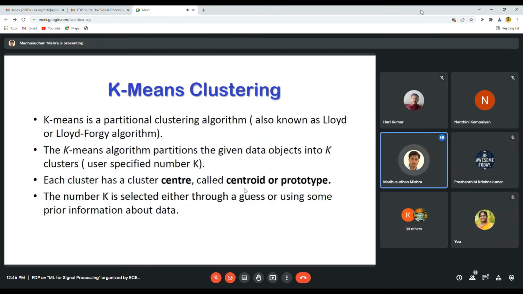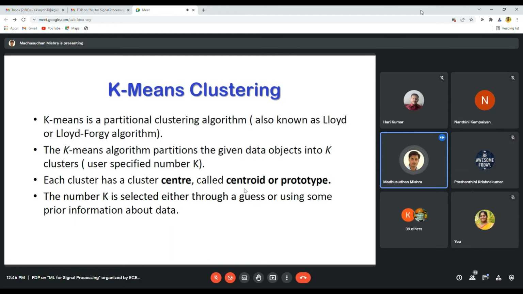So I have taken k-means clustering as one example of unsupervised learning, in detail. We can put the value of k as 2 or 3. It is program specified, so we can put the value of k manually. K-means is a partitional clustering algorithm, also known as the Lloyd or Lloyd-Forgy algorithm. The k-means algorithm partitions the given data objects into k clusters.